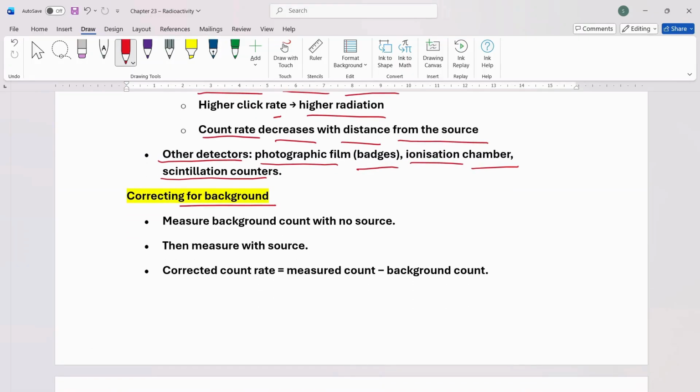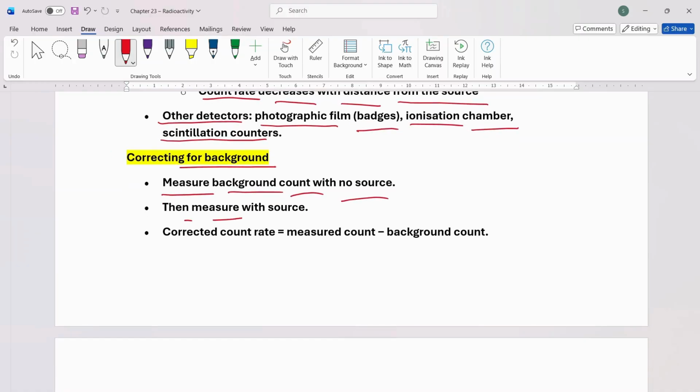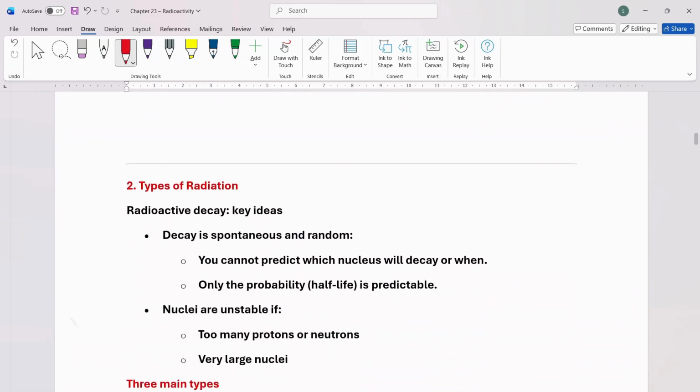Correcting for background: measure the background count with no source, then measure with the source. Corrected count rate equals the measured count minus the background count.